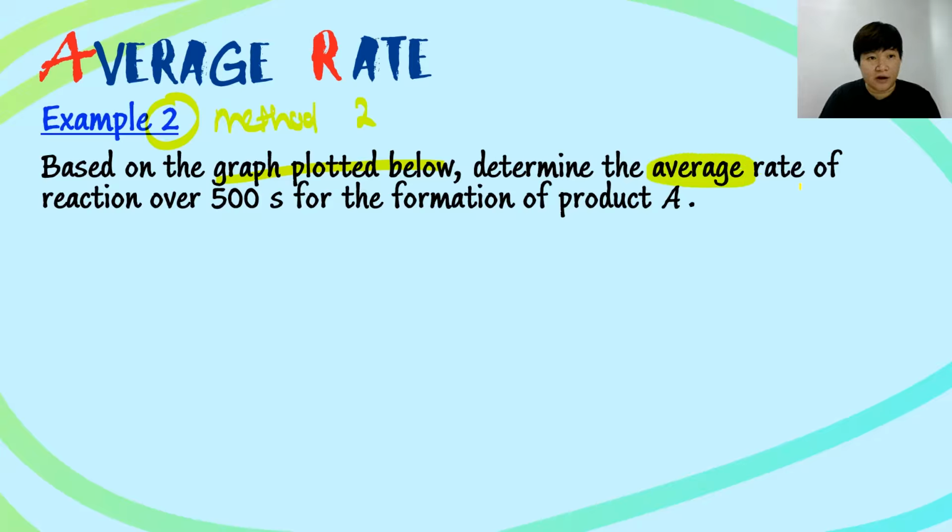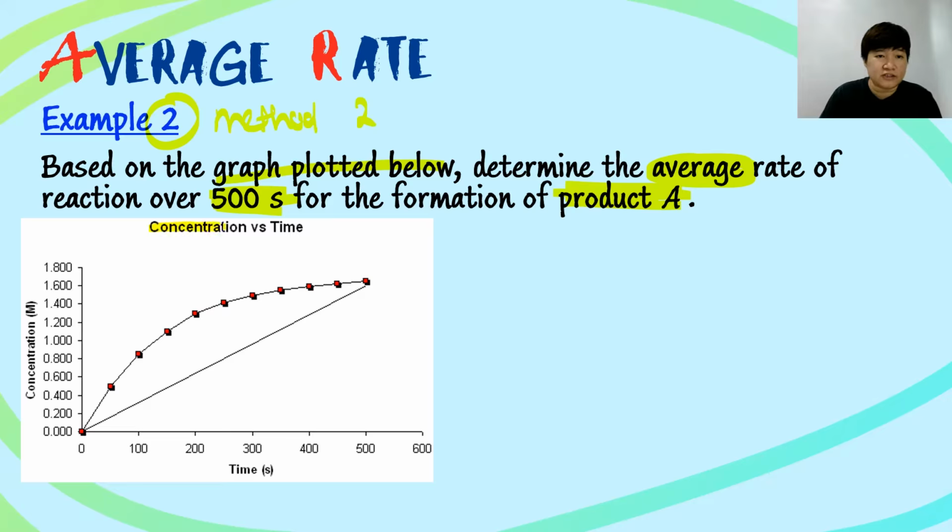We are again looking for the average rate of the reaction over 500 seconds for the formation of product A. This is the graph plotted. The graph is concentration versus time. Because it's the formation of product A, your rate must be positive. Agree? Because it's a product. You can see from the graph that my product A is increasing. Looking at the curve, you already know this must be the curve of a product because it's increasing over time.